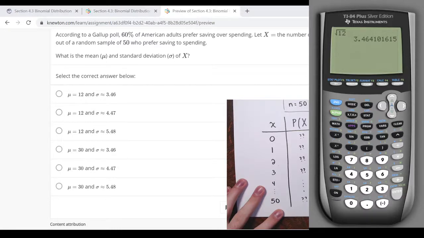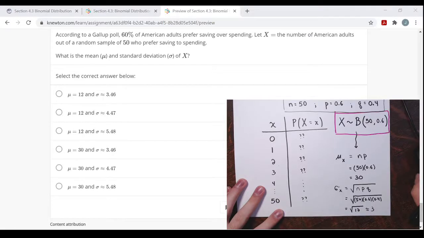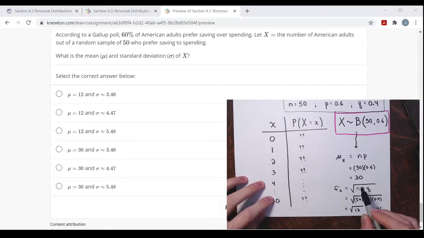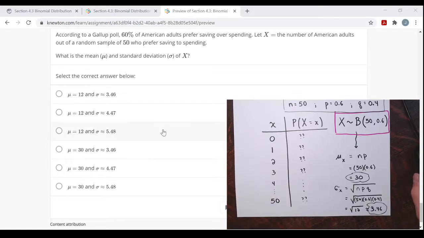So my standard deviation is approximately 3.46. So we have the mean of 30, standard deviation of this variable 3.46. So that's looking like this option here. Again, very, very quick and easy to find the mean and standard deviation of a binomial, only for those formulas, random variable.